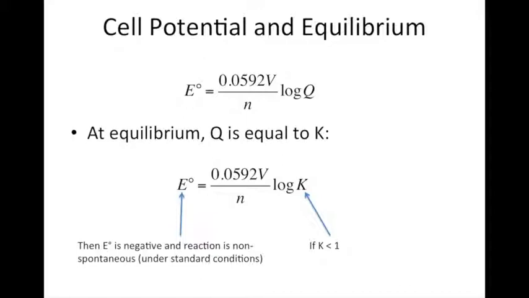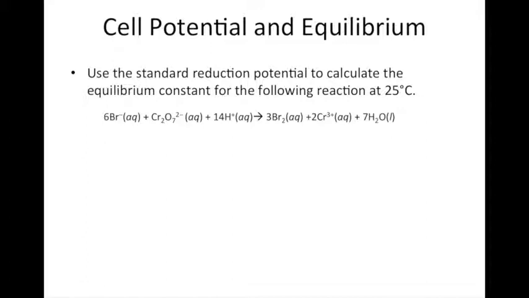indicating that that reaction would be non-spontaneous under standard conditions. So let's take a look at an example where we can use the relationship that we just saw, the equation between standard cell potential and equilibrium constant. Use the standard reduction potential to calculate the equilibrium constant for the following reaction. So let me put up a table. Pause the video when I do, and try to solve this problem.